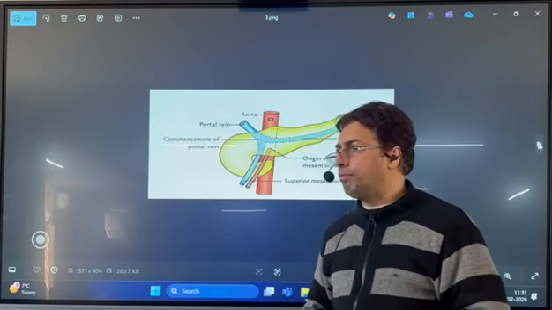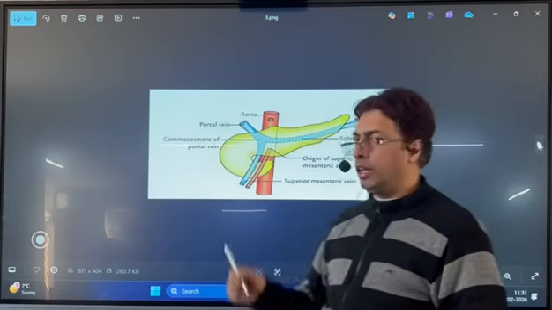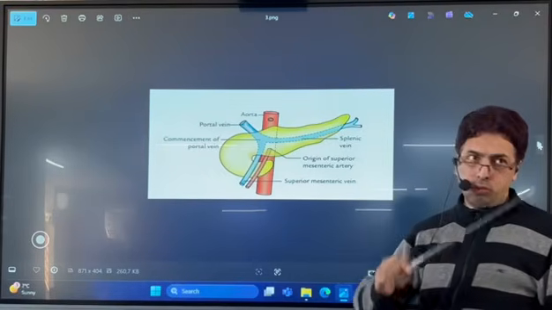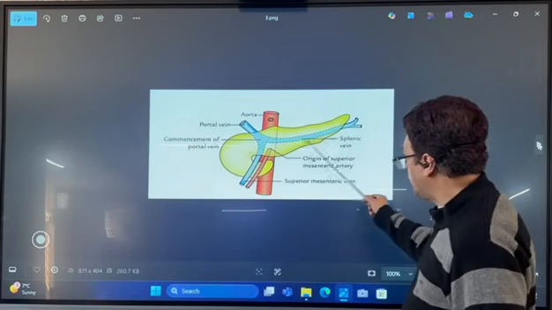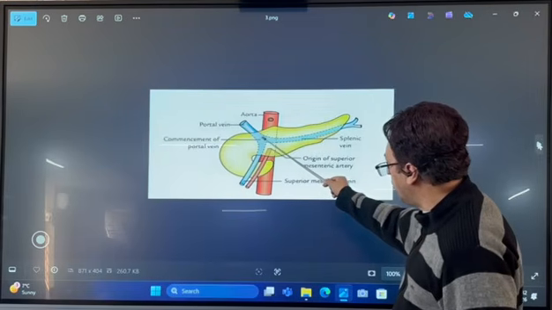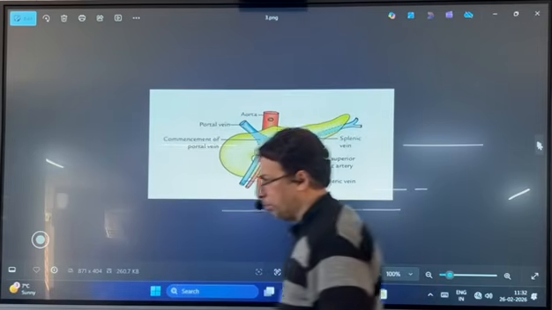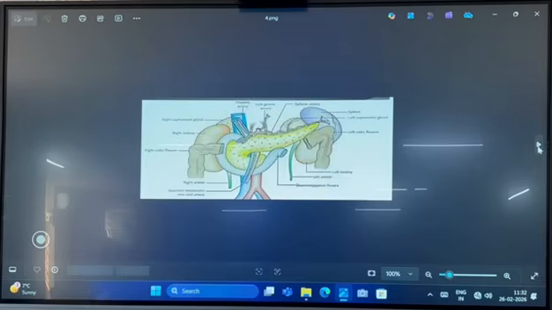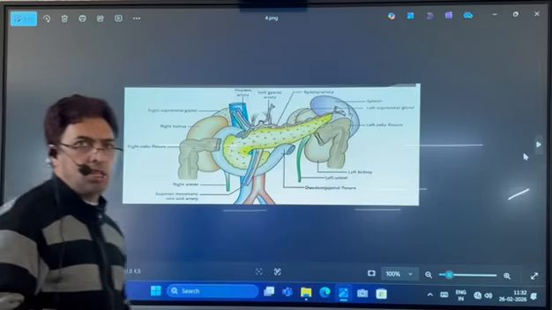Now, the neck of the pancreas and the formation of the portal vein are very important because we'll be taking up the portal vein and portosystemic anastomosis ahead. You can see that this is the vein coming from the left, the splenic vein, and this is the superior mesenteric vein, and they join at the level of the neck of the pancreas and form the portal vein. So this is something about the portal vein and the relations of the pancreas. Now, this diagram depicts what I just enumerated to you.